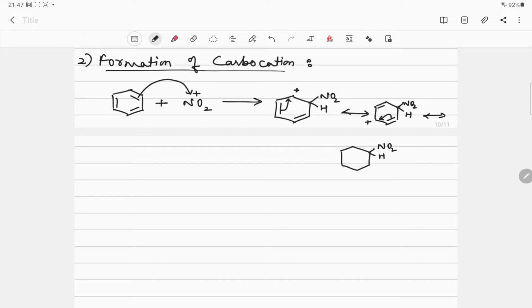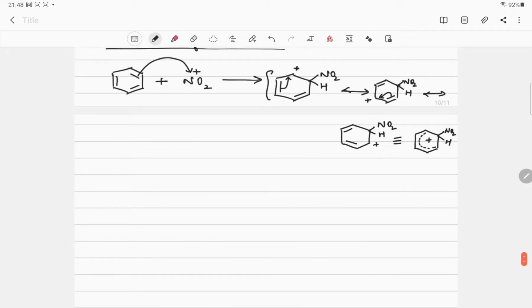NO2 H. This pair shifted here. This pair will remain as it is, and this carbon becomes positively charged. Now if we see the canonical resonance hybrid of all these, it's going to be like this: NO2 H, and the positive charge is revolving from this carbon to this carbon. So that is how the carbocations are. So this is all about the carbocation formation.